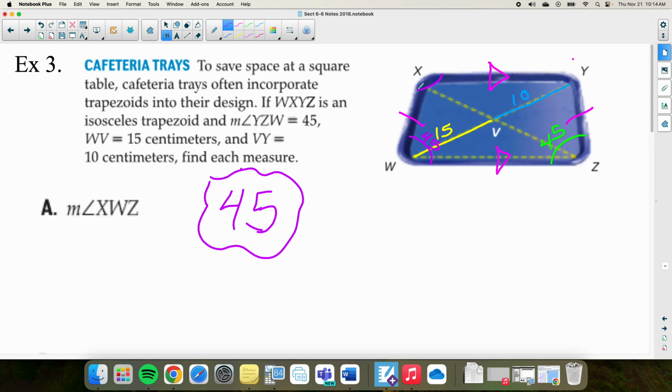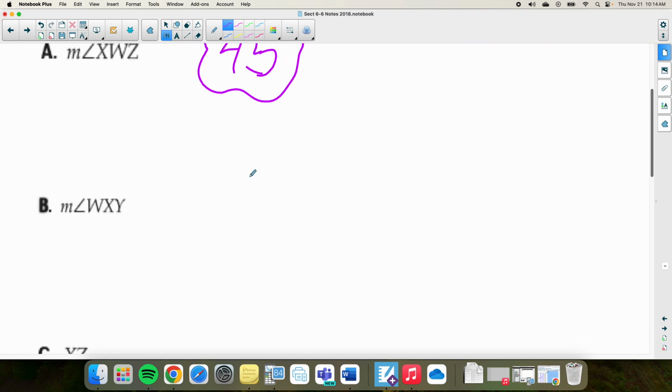WXY is this angle right here. How could I find that one? 180 minus 45. Yep, these two add up to 180. So you would just go 180 minus 45, which is 135. And that would be our answer.